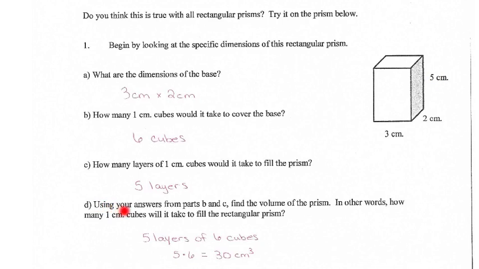And using your answer from parts B and C, find the volume of the prism. In other words, how many 1 centimeter cubes will it take to fill the rectangular prism? There are 5 layers of the 6 cubes, so 5 times 6 is 30 centimeters cubed.